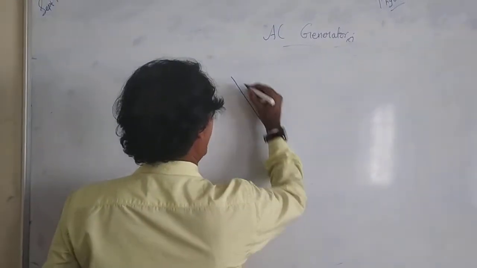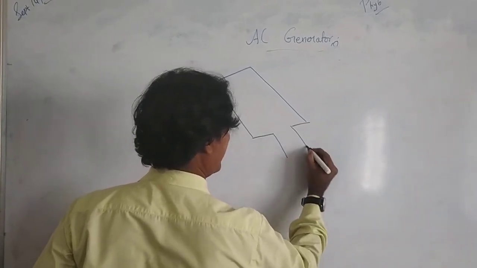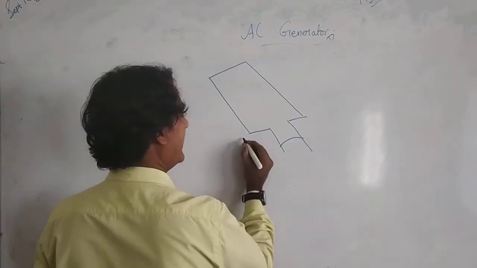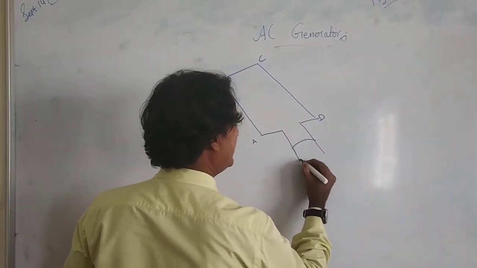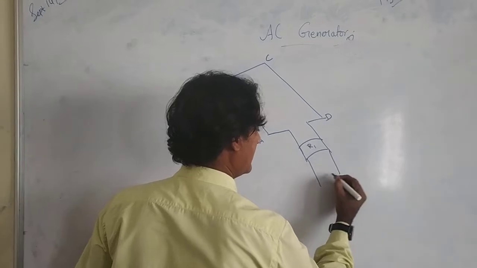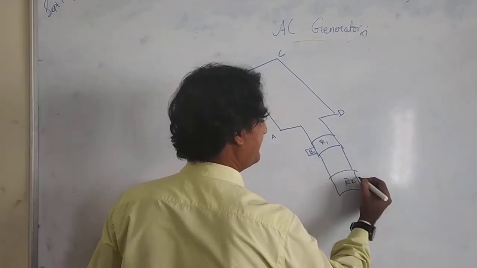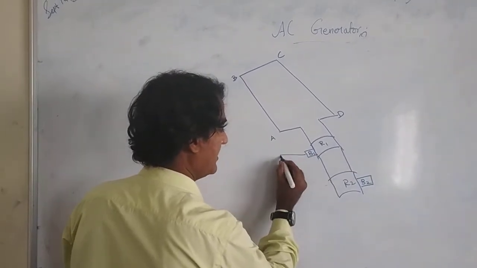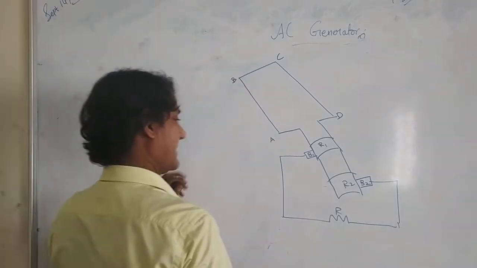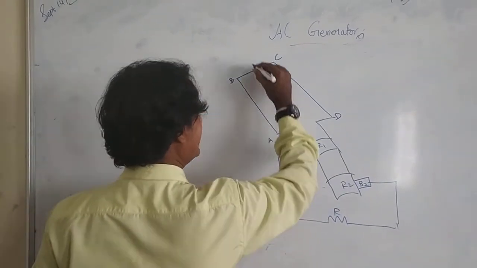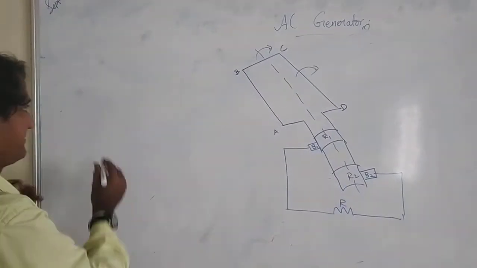Let me rub this diagram. To understand the AC generator easily, I am going to give some hints for you. So, this is the rectangular coil, A, B, C, D. These are the slip rings, R1, R2, and brush B1 here, brush B2 here, and the external resistance, right? Now, if this is rotated in a clockwise direction.